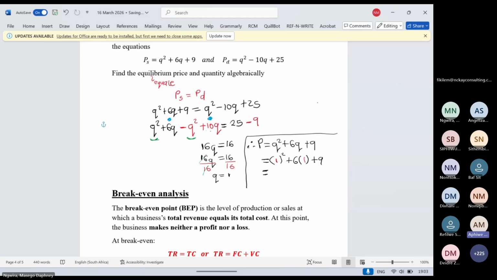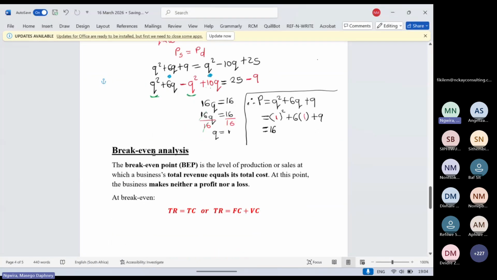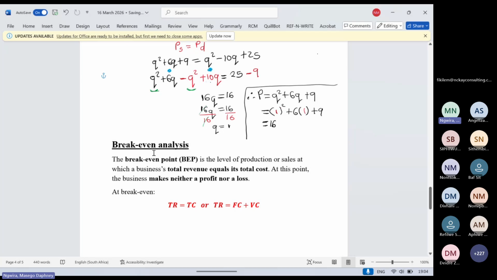16. Is it 16? Yes, 16. So this is where our market price becomes stable, when Q is 1 and our price is 16. We did this with the linear function, so we are doing this with non-linear. We are doing the same thing. Nothing has changed. Now let's go to break-even point so that I can answer your question.